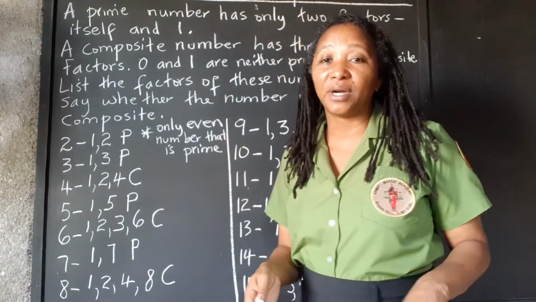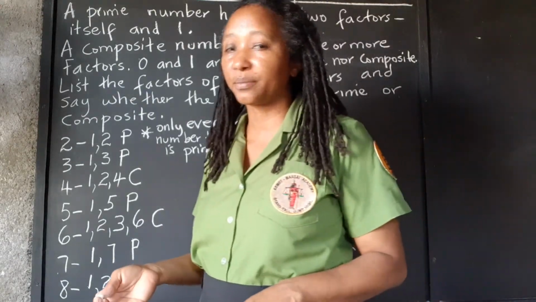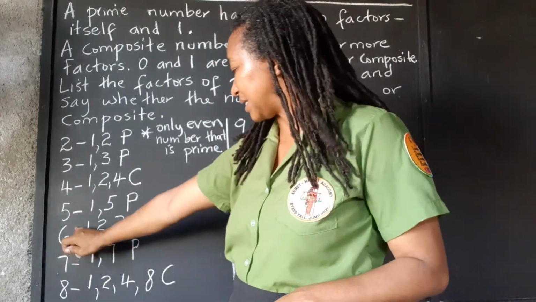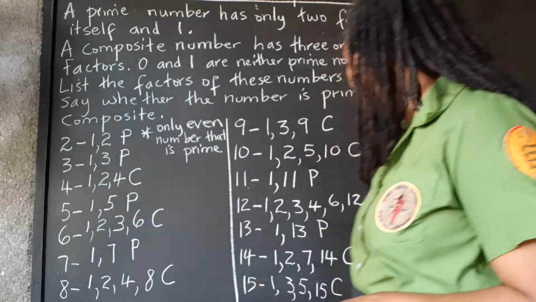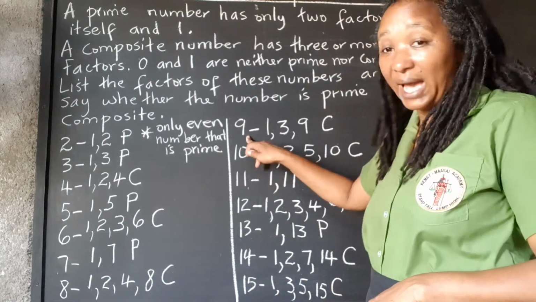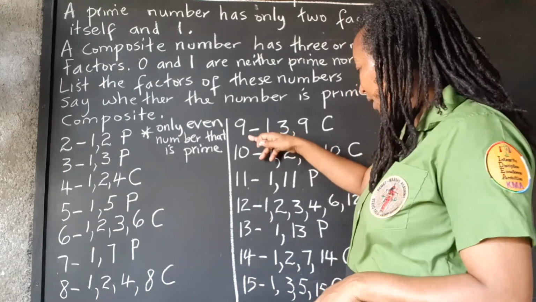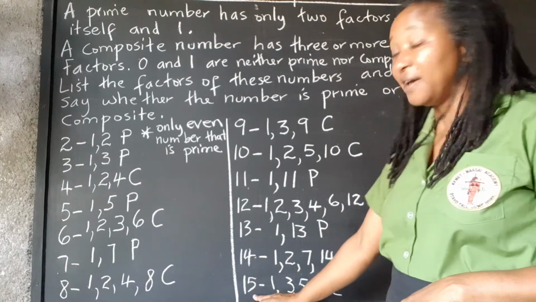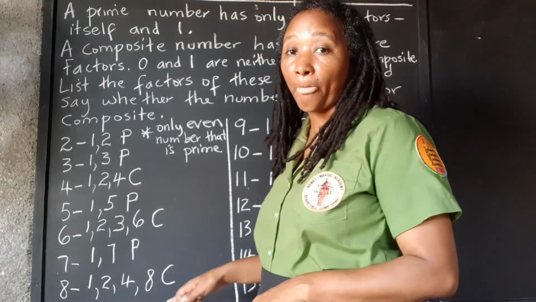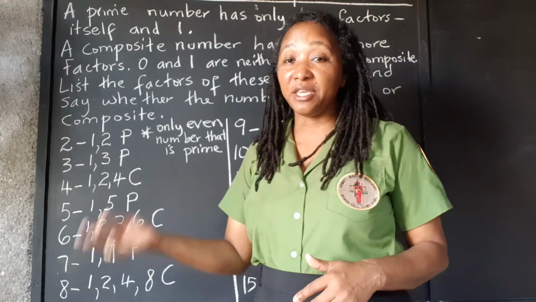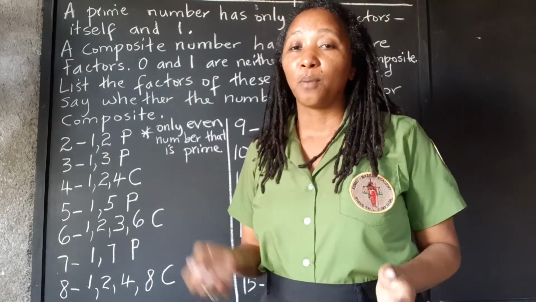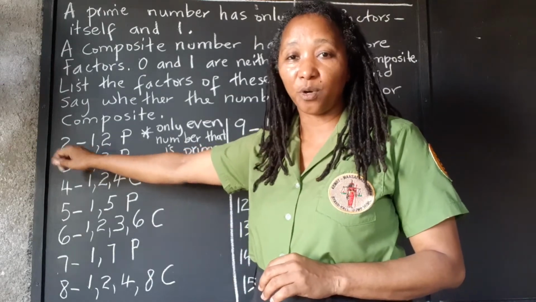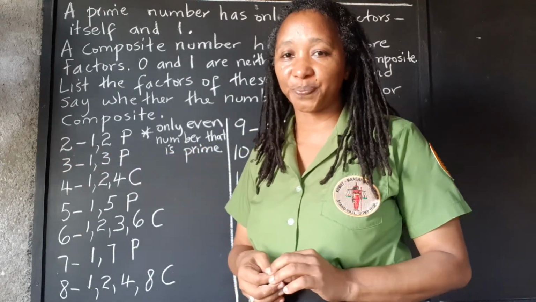The composite numbers can be even or odd. Because you notice 4 is a composite number, it's even. 6 is even, 8 is even, 10 is even, 9 is odd. 9 is a composite number, it's odd. 12 is even, 14 is even, 15 is odd. So composite numbers can be even or they can be odd. Prime numbers are odd except for the first prime number, which is number 2.